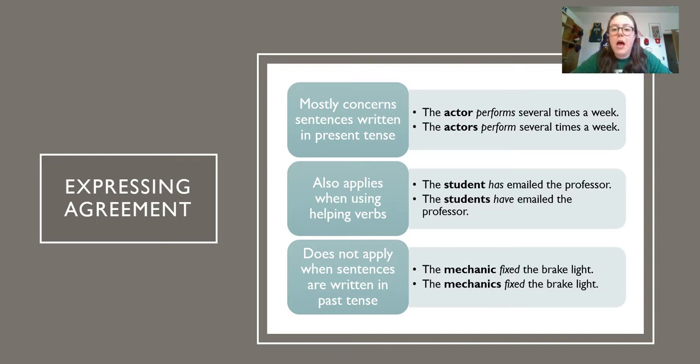It can also be applied when using helping verbs, so verbs like has or have or had even. The student has emailed the professor. The students have emailed the professor. Again, if I were to say the student have emailed the professor, that wouldn't sound correct. And if I were to say the students has emailed the professor, that just sounds kind of weird. So we want to make sure that those helping verbs agree with the subject or subjects of the sentence.